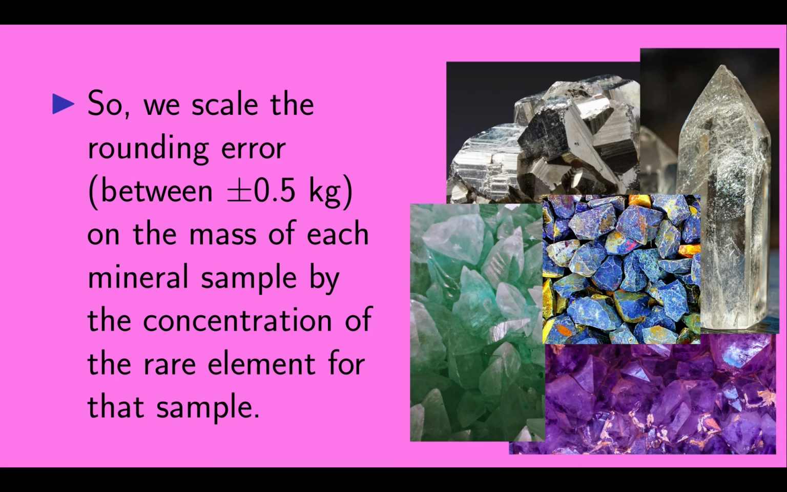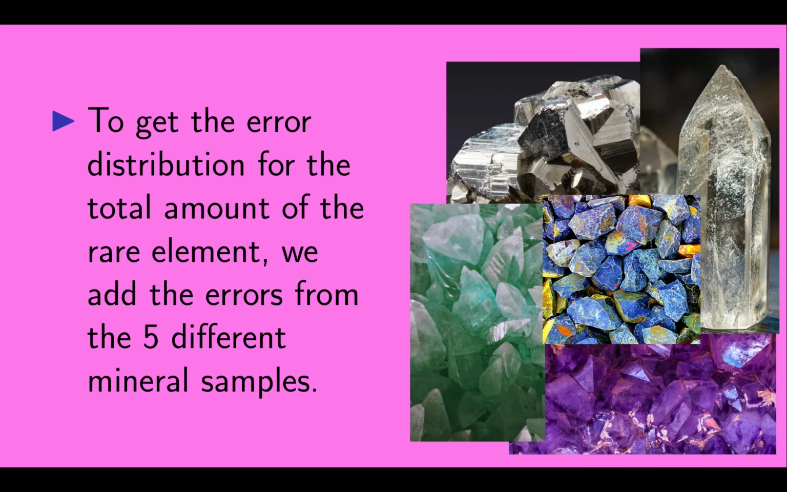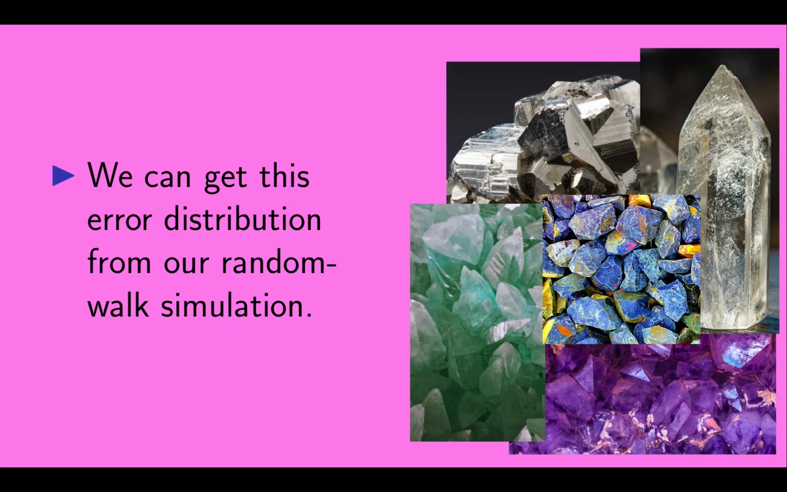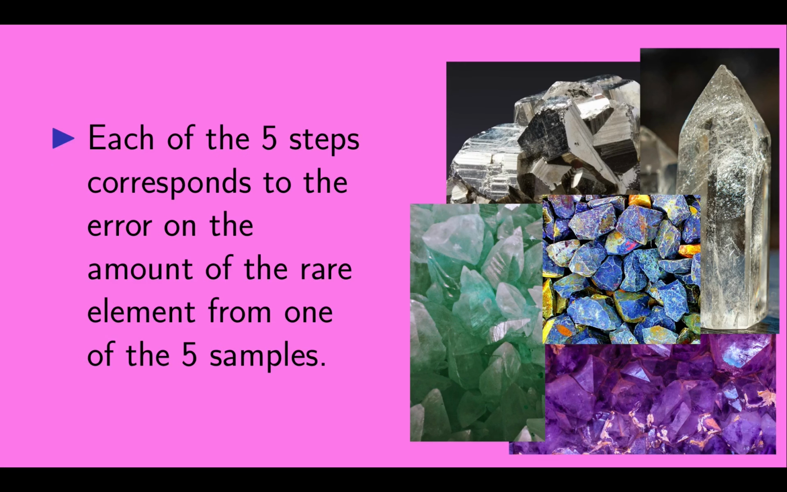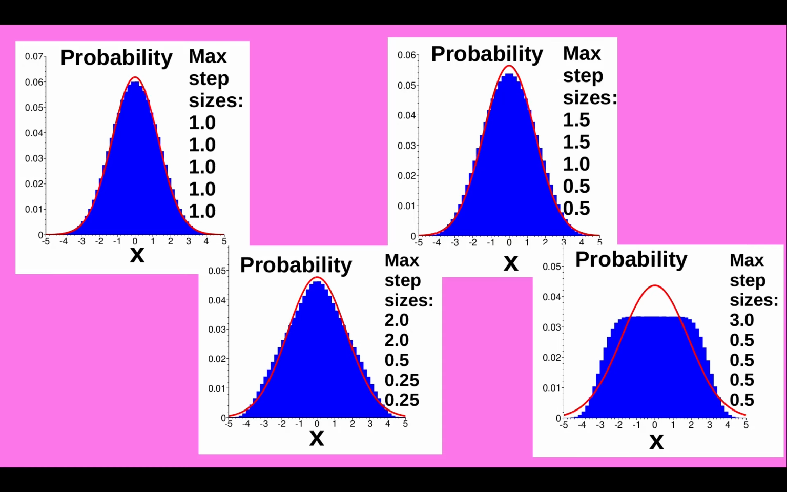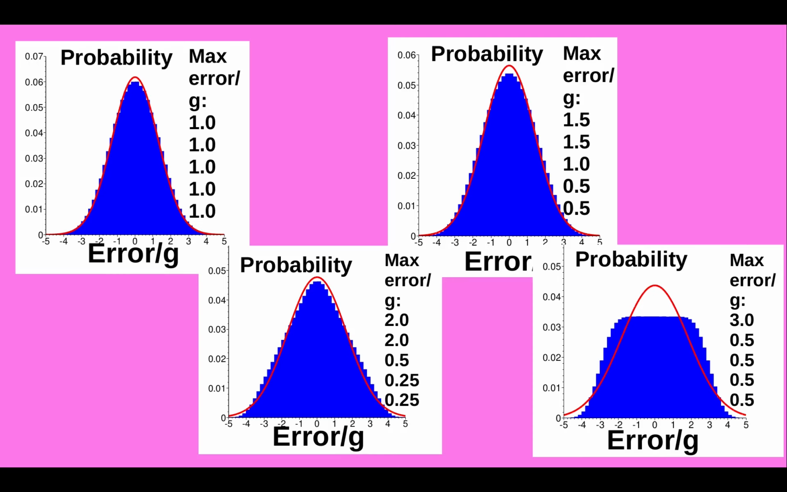So we had to scale the rounding error on the mass of each sample by the concentration of the rare element for that sample. To get the error distribution for the total amount of the rare element, we add the errors from the 5 different mineral samples. We can get this final error distribution from our random walk simulation. Each of the 5 steps corresponds to the error on the amount of the rare element from one of the 5 samples. So we could take our random walk results and relabel the x-axis.